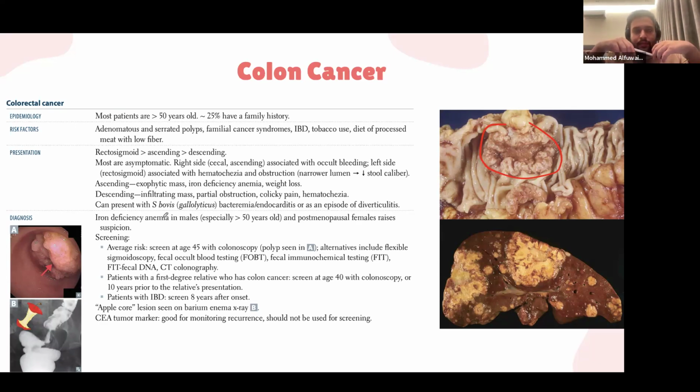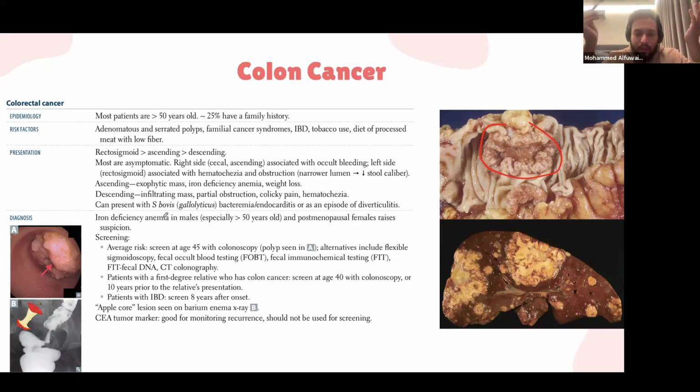Now, diagnosis, you do colonoscopy with biopsy. And that's pretty much the diagnosis. Then you do a CT, MRI to check the extent of the cancer to stage it. Now, if you have this patient who has colon cancer and has multiple liver masses, this is metastasis.